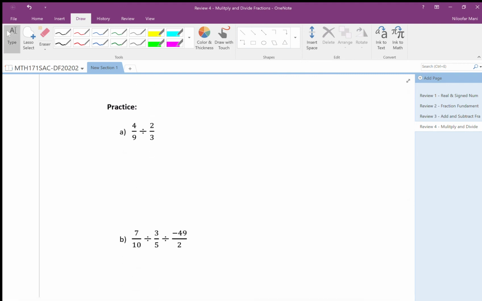Practice. Equal 4 over 9 multiply 3 over 2. And remember, then I simplify. So don't simplify from top and bottom at the beginning, because you have to flip them. You change their position. So it is this one and this one, and the answer is, oh, I can cancel 4 and 2 as well, and the answer is 2 over 3. Done.